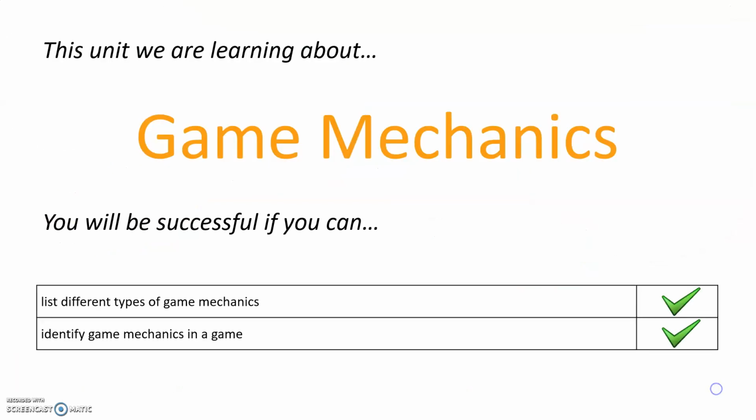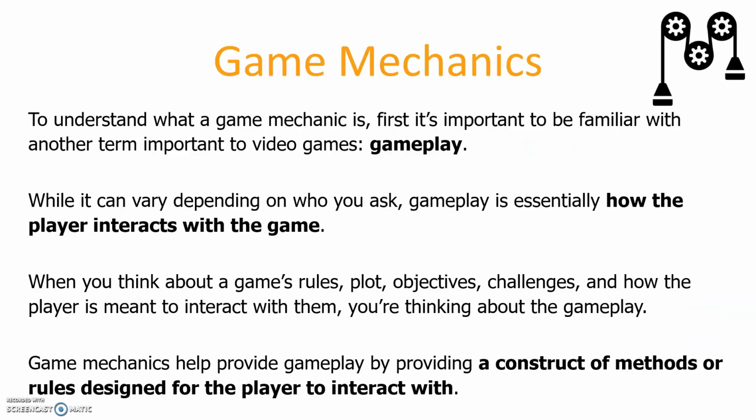So today what we're going to go on to talk about is gaming mechanics. It's a little bit more complicated than some of the things we've looked at so far. So I'm hoping that by the end of today's session, we should be able to list different types of game mechanics, and hopefully from today's task you'll be able to identify game mechanics that are used in a game. So basically we want to start off with what actually is game mechanics.